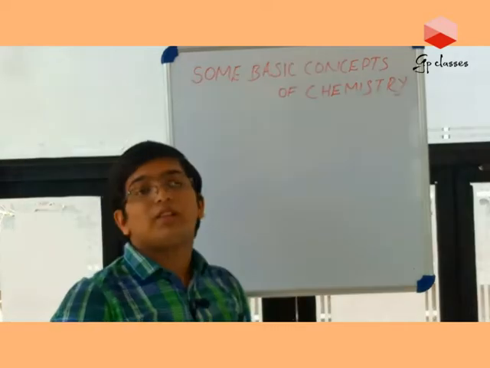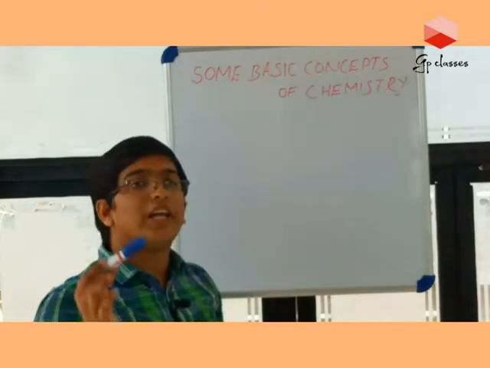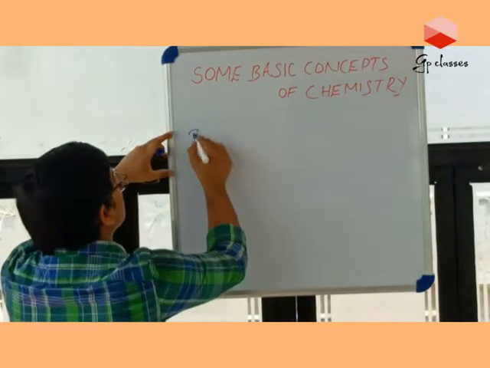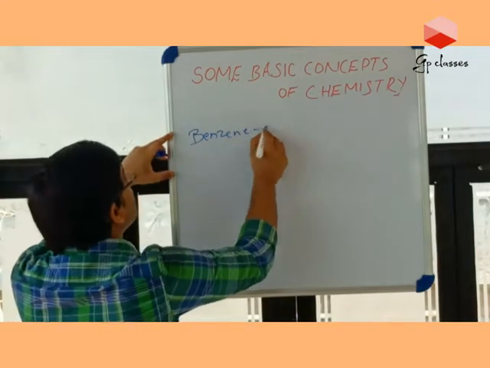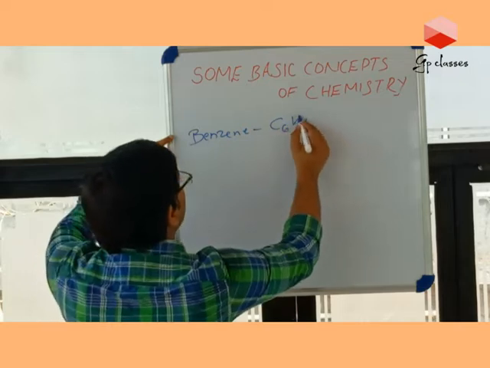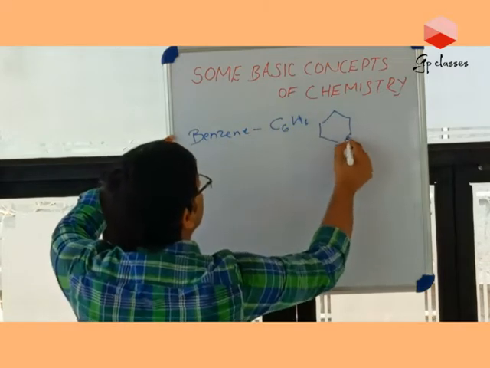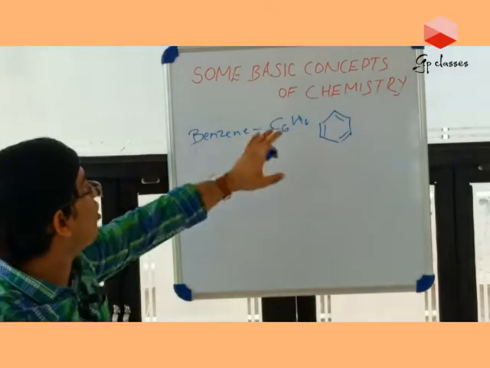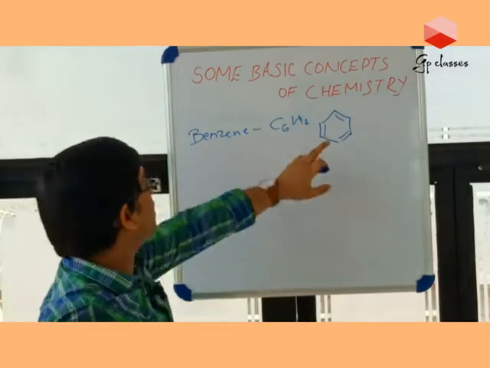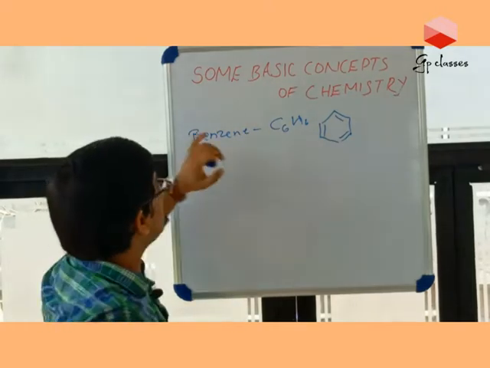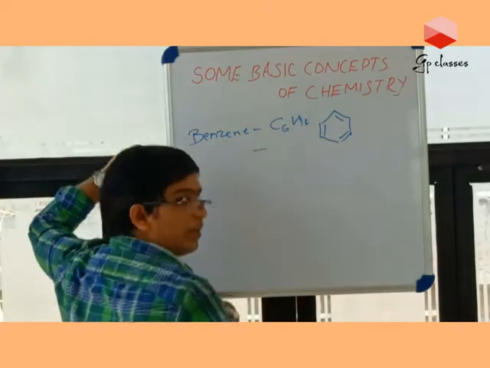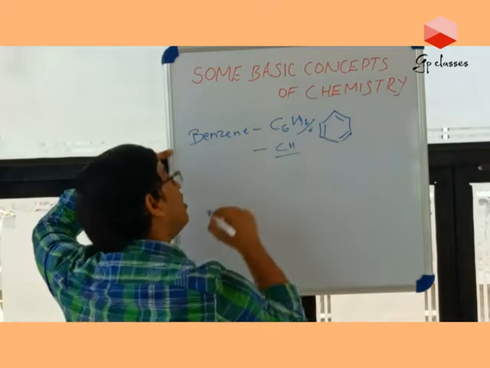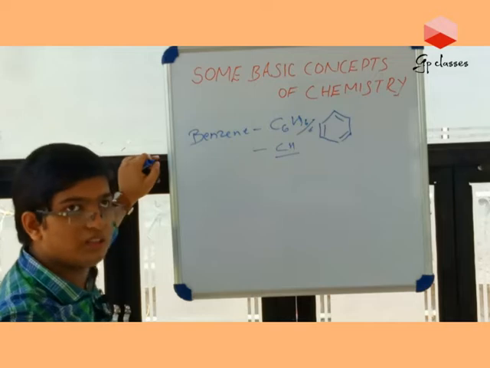Let us look at some further examples to understand empirical and molecular formulas in detail. What is the molecular formula of benzene? In the case of benzene, the molecular formula is C6H6, right? This is benzene. It's an aromatic compound in which there is delocalization of electrons. The molecular formula is C6H6. What will be the empirical formula? You can divide by the common factor 6 and you will get the empirical formula CH. This is the empirical formula of benzene.